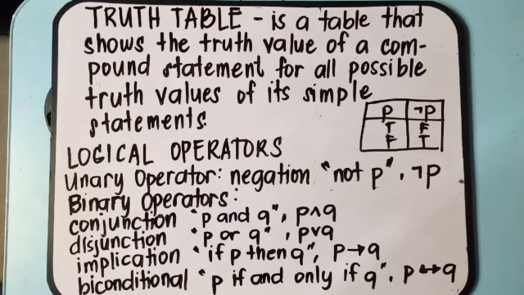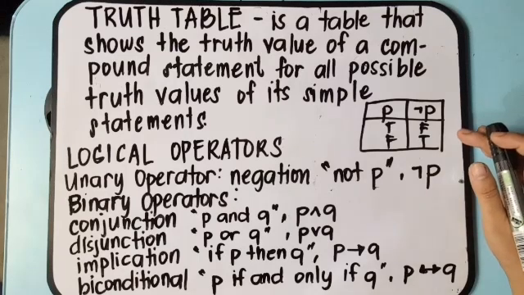or not. Okay, so first let us define what a truth table means. A truth table, class, is a table that shows the truth value of a compound statement for all possible truth values of its simple statements. So this truth table, class, will guide us later to identify the truth value of these given compound statements, wherein we need to get the truth value from the possible truth values of its simple statements.